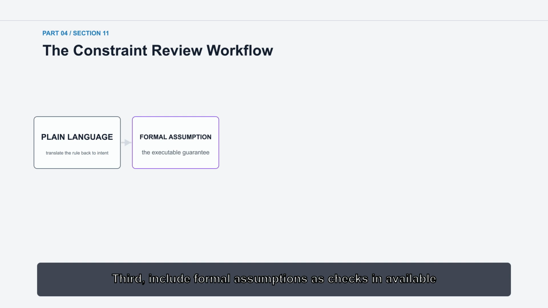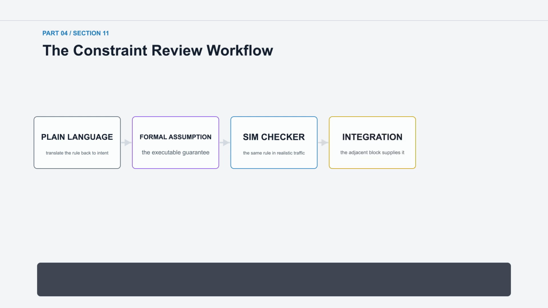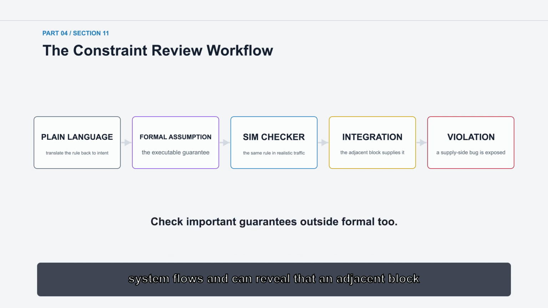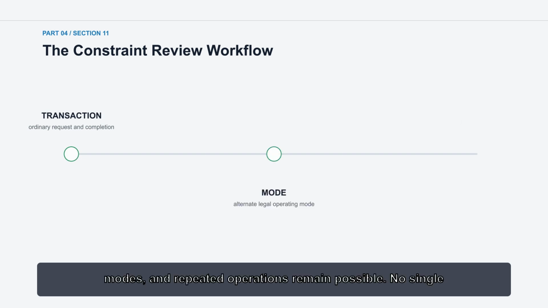If the translation does not match the requirement, the code does not get approved. Third, include formal assumptions as checks in available simulation or integration environments when practical. Simulation explores less behavior, but it drives realistic system flows and can reveal that an adjacent block violates a supposed guarantee. Fourth, inspect covers and witness waveforms. Confirm that ordinary transactions, modes, and repeated operations remain possible.